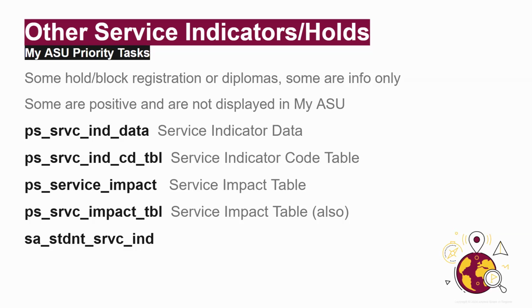There's the service impact table that can be attached to a service indicator. If it doesn't have an impact, it's what we call information only. We can still display it in my ASU, but no impact means it's not going to hold a diploma. It's not going to hold enrollment. It's just an information-only task that they need to do.